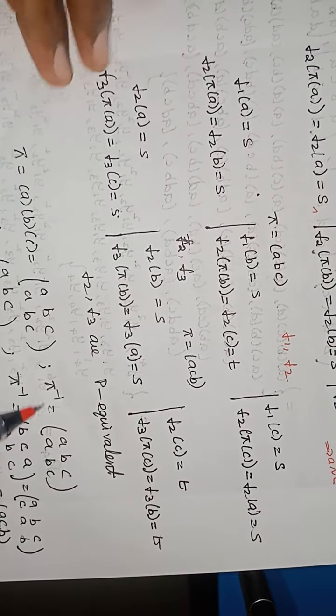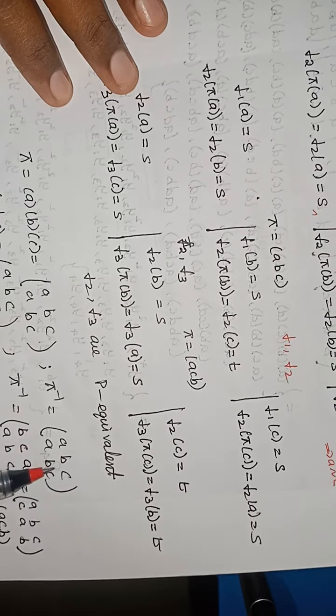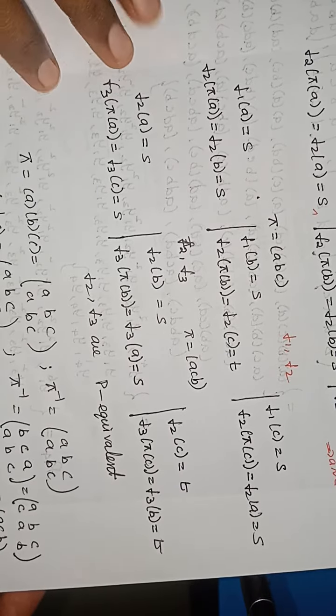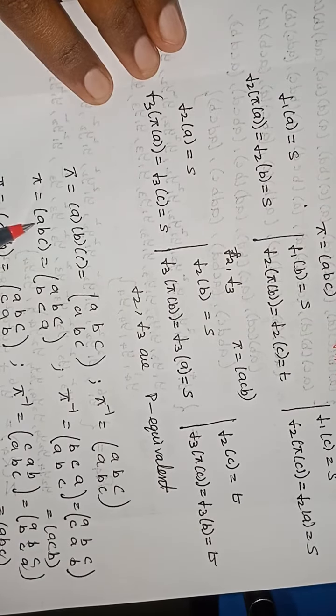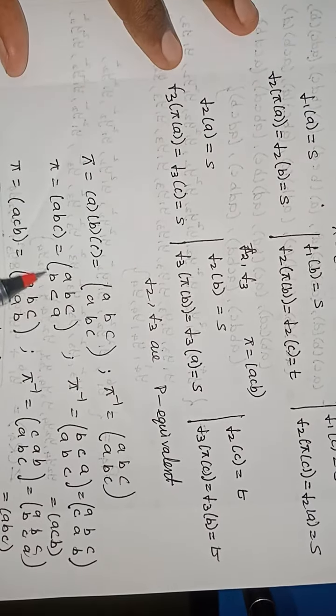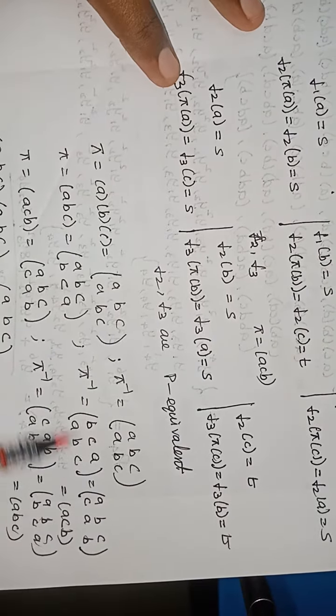Pi inverse is simply you copy the second row first and the first row as second one. That gives me pi inverse. Take the second permutation ABC. That means A related to B, B related to C, C related to A. What is pi inverse? You just interchange the rows: BCA, ABC. BCA, then ABC. You rearrange the elements.